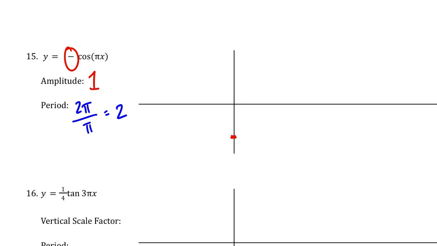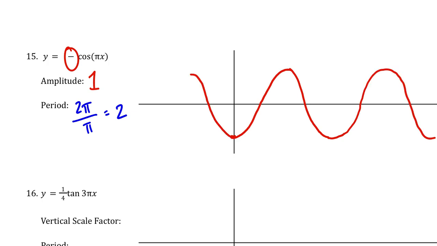Okay, amplitude is 1, so that means we are going to go from down here up and back down, and that is 1 full period. And then we go up. Okay, so there's my cosine graph.